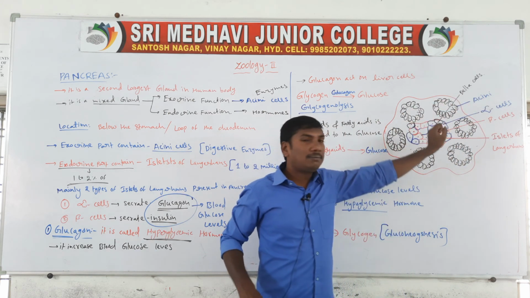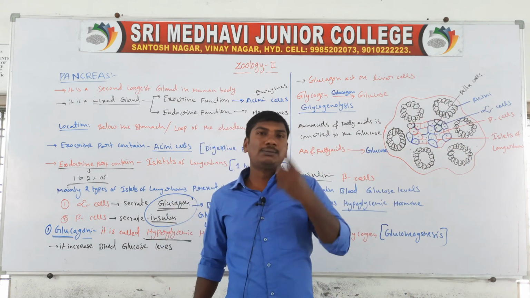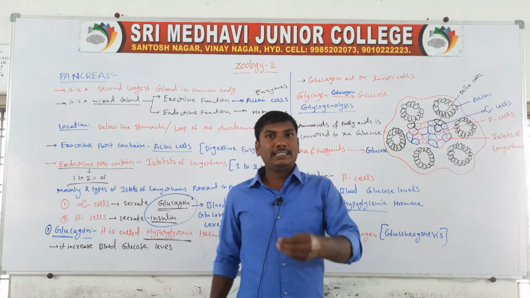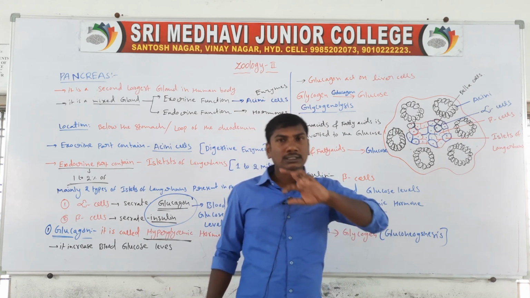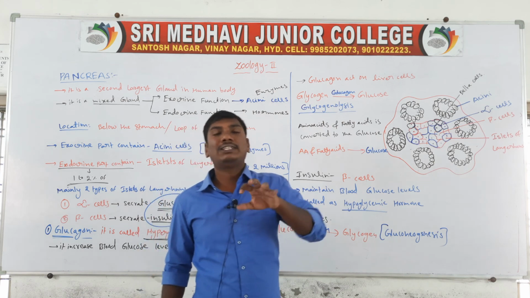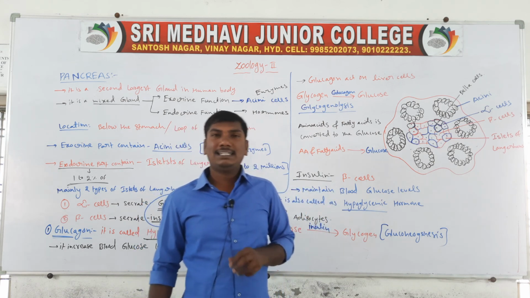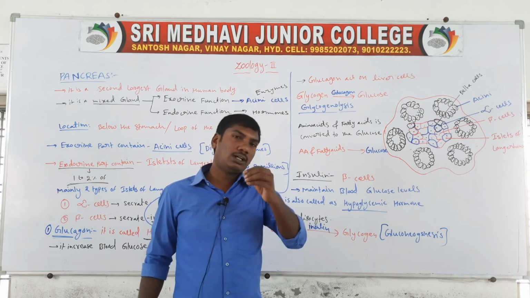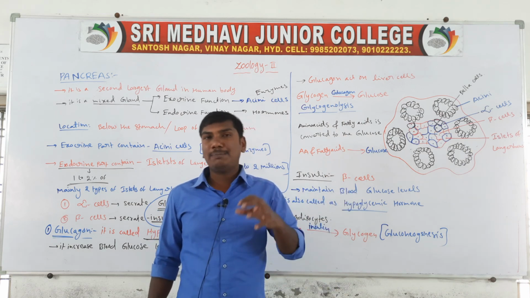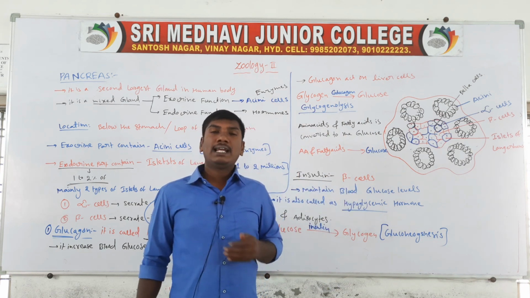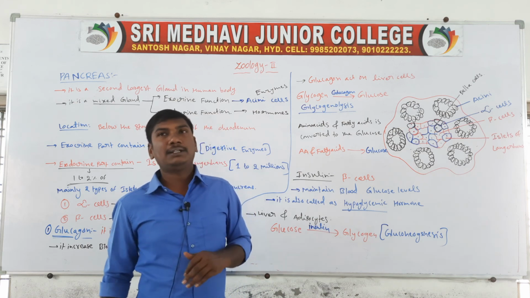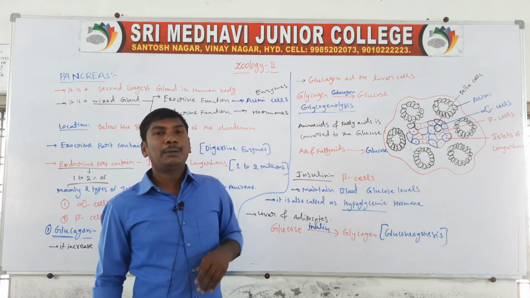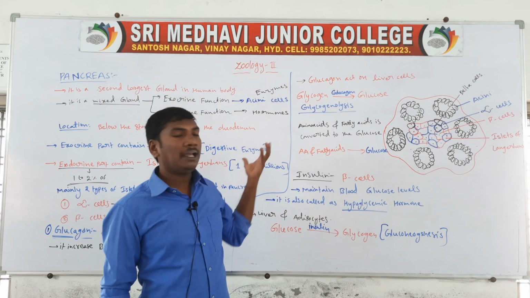The islets of Langerhans have 4 types of cells, mainly 2 types, alpha and beta cells. The alpha cells release the hormone glucagon, and the beta cells release the hormone insulin. Glucagon and insulin maintain the blood glucose levels. Glucagon is called the hyperglycemic hormone, meaning more glucose production. Insulin is called the hypoglycemic hormone, meaning less glucose production.